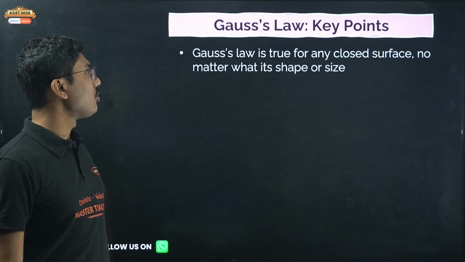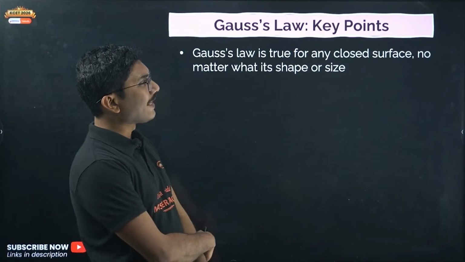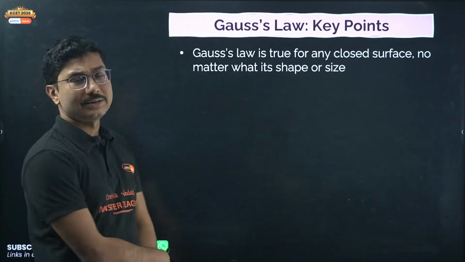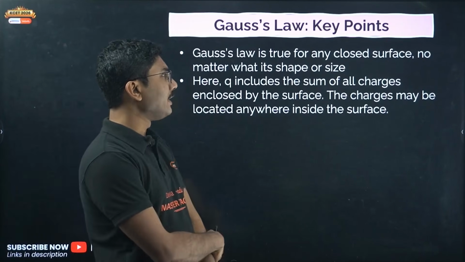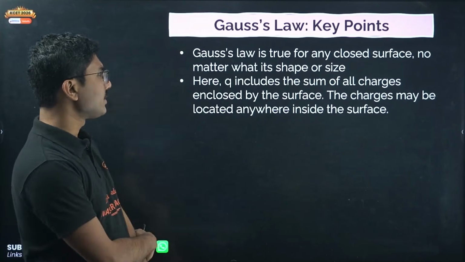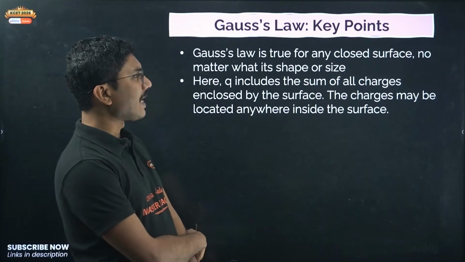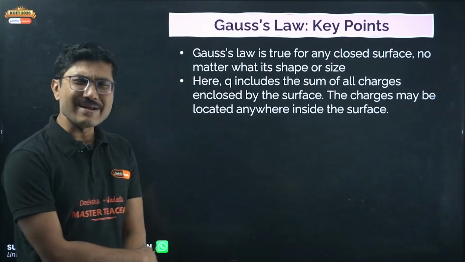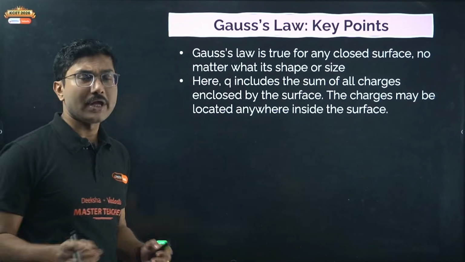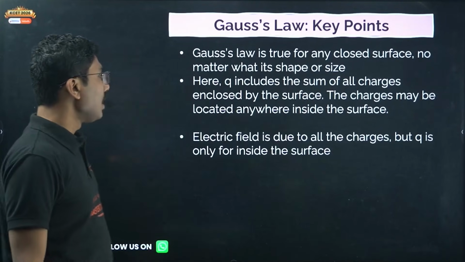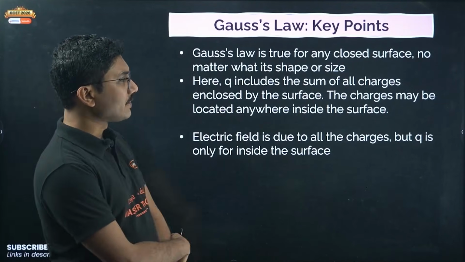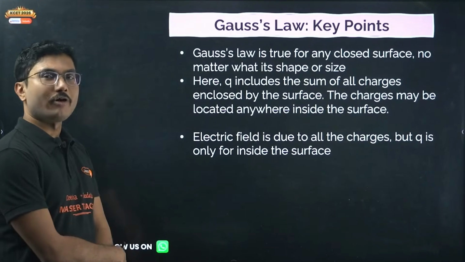A few points about Gauss's law. Gauss's law is true for any closed surface, no matter what the shape and size. Very straightforward. Here small q includes the sum of all charges enclosed by the surface. The charges may be located anywhere inside the surface, not at any specific location such as the center, but anywhere. Electric field is due to all the charges, but small q is only for the charge inside.